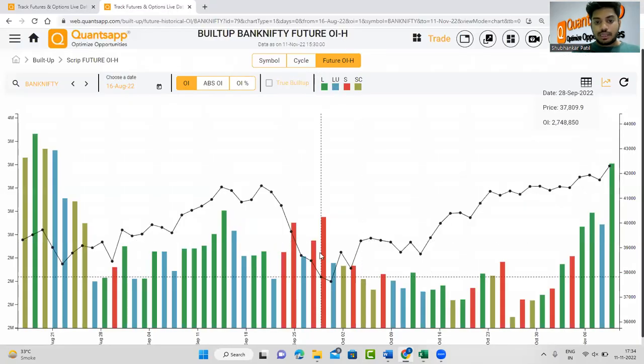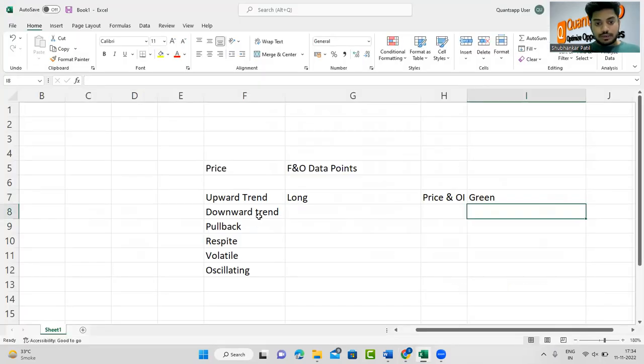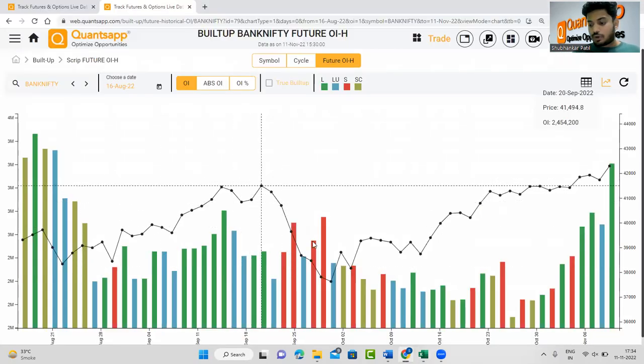Okay, so over here, if you see, L indicates long, green color indicates long build up, LU indicates long unwinding, red indicates shorts, yellows indicate short covering. Now coming to a downtrend. What is a downtrend? The price will go down. So the black color line is showing you price. What is happening to the price?